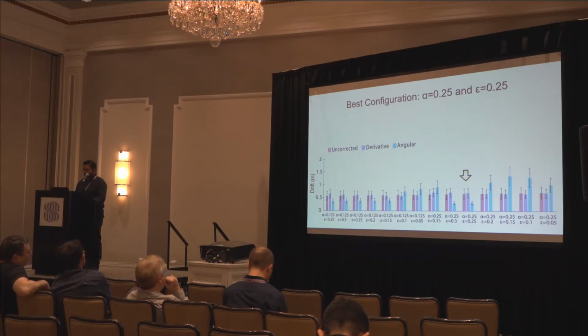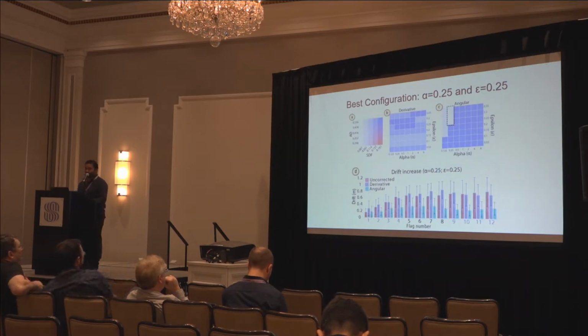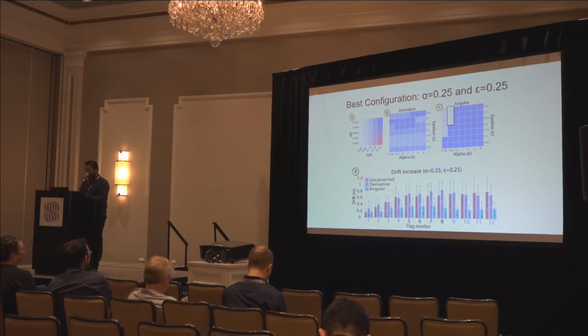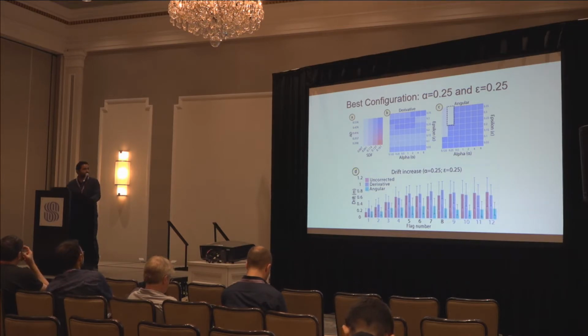After these simulations, we found that the best behavior from our corrections is when alpha and epsilon were 0.25. In order to better analyze this data, we generated a bivariate mapping, considering the standard deviation of the drift and the average drift. The brighter color represents the better behavior when correcting the techniques along the navigation. We can observe that the results from the derivative approach were not that good.